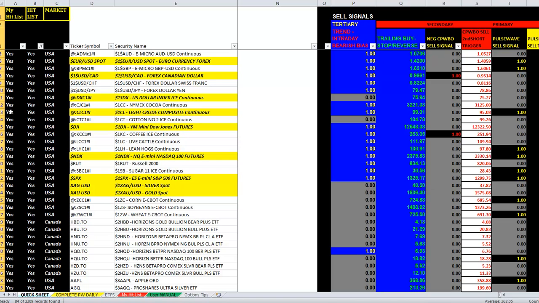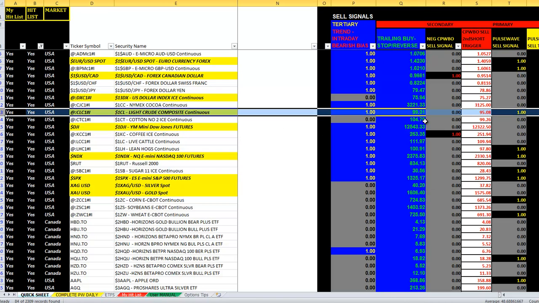On the flip side of the crude oil, again, you want to look at the CPWBOs. Always look at those first. Even though they're considered secondary signals, you always want to place these first. These are the first tickets that you place. Now, if you look at the crude oil, it does not have a sell signal for the negative CP on the crude oil, but you do have an intraday signal.